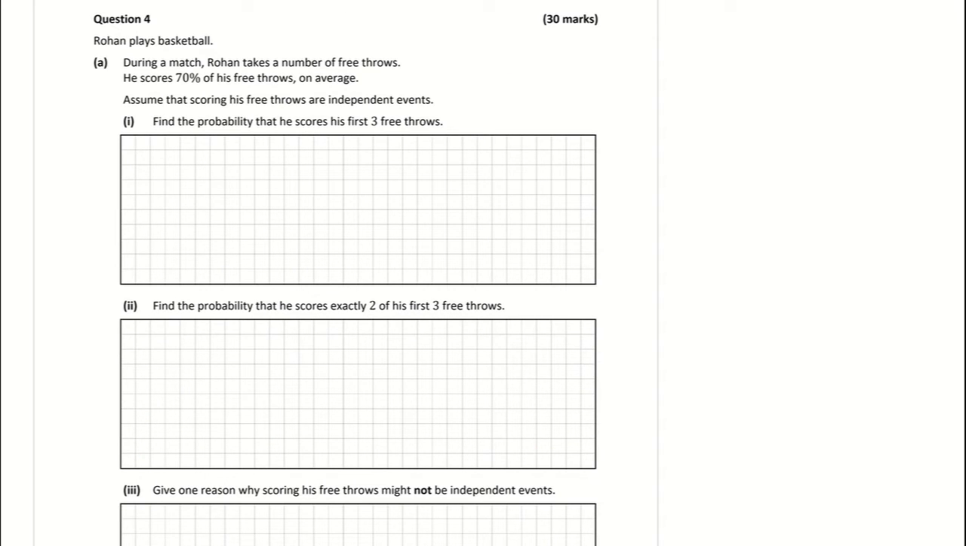Question 4a, part 1. Find the probability that he scores his first 3 throws. Probability of scoring is 0.7. So we're looking for score and score and score. And in probability, and means to multiply, and the probability of scoring is 0.7. So 0.7 by 0.7 by 0.7 is 0.343. Now you can put that as decimal, fraction, or percentage for the marking scheme.